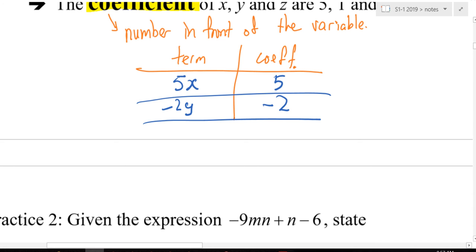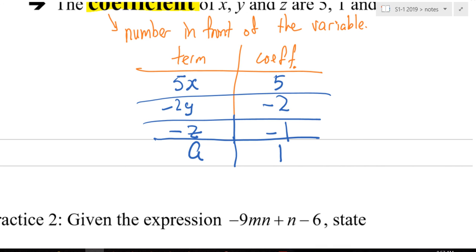Let's try one more. What if I have negative z? What is the coefficient? Negative 1. Yay! Easy, right? Why is it negative 1? So now you know, whenever there is no number, it means 1. Okay, let's try last one. What if A? What is the coefficient? 1. Plus or minus? Plus. It's a plus. Can follow? Easy, right?